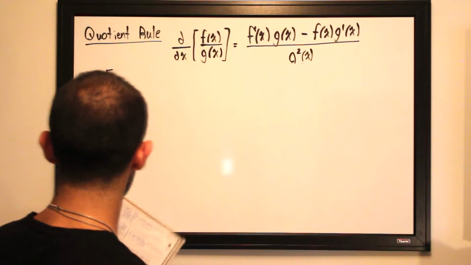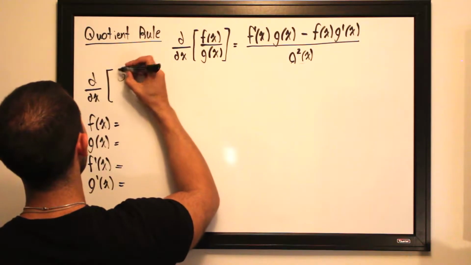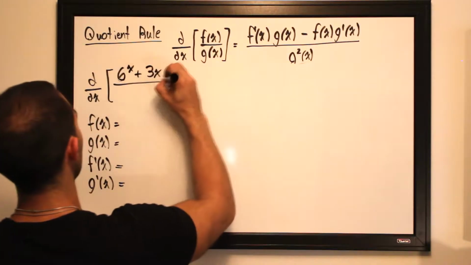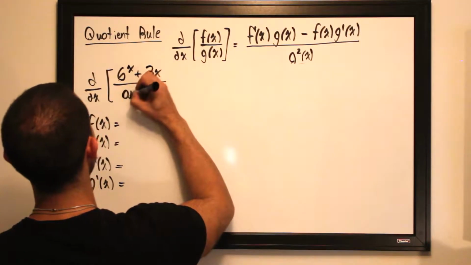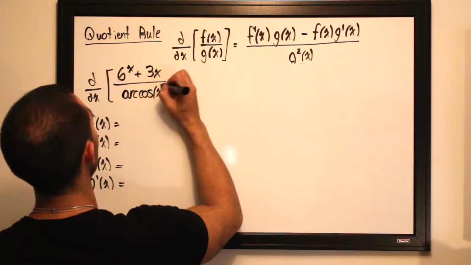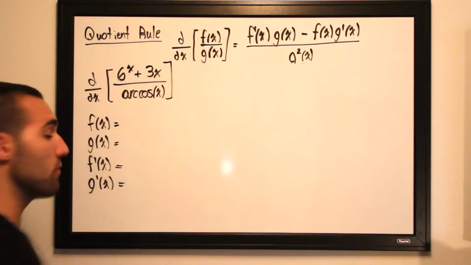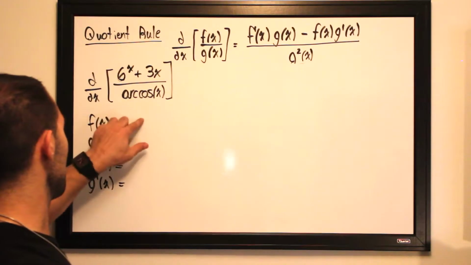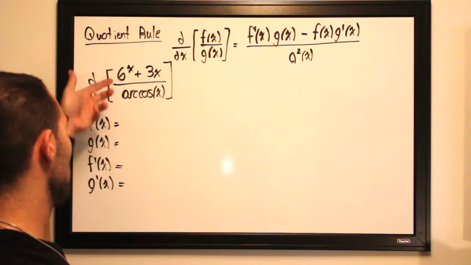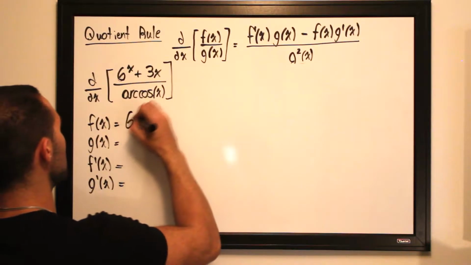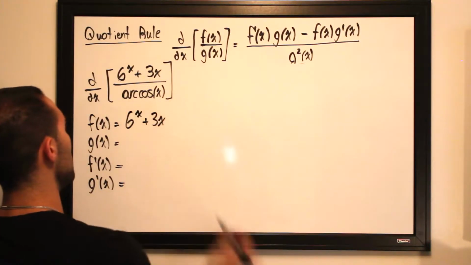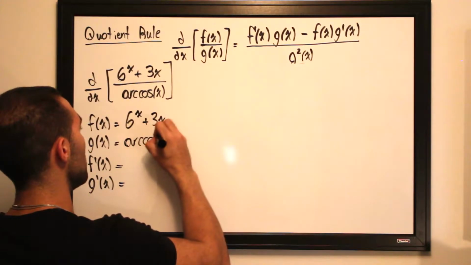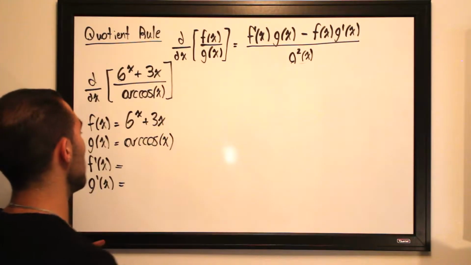So we have the function 6 to the power of x, plus 3x, divided by arc cosine of x. Now that arc cosine of x is going to make things very nasty for us later on. So what we can do is define our f and our g. Our f is going to be what's in the numerator, so 6 to the x plus 3x. Our g will be whatever is in the denominator, which is arc cosine of x, or cosine inverse of x, whatever you'd like to call it.